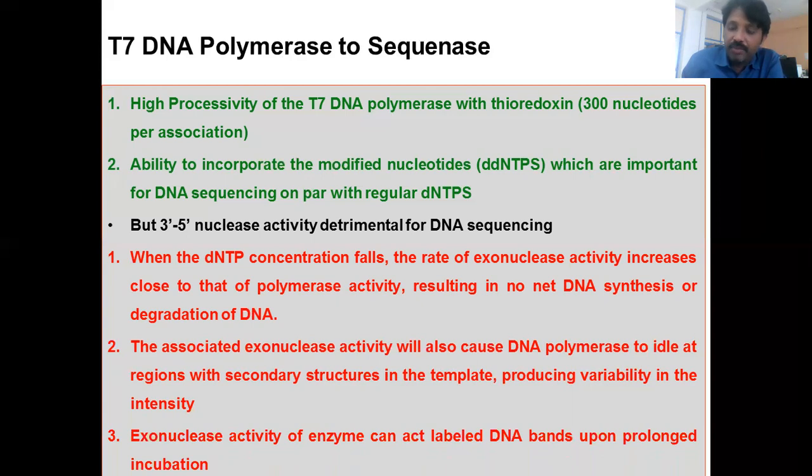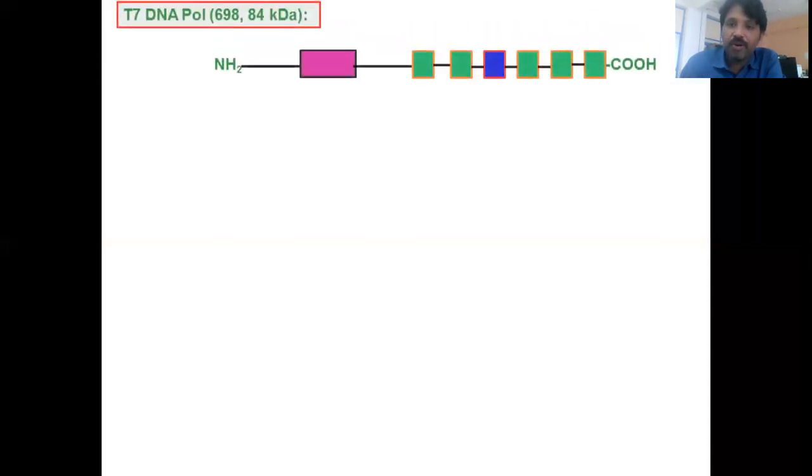So there are some strategies used by scientists to inactivate the 3' to 5' exonuclease activity. They used two strategies. One is a chemical strategy, and the second one is biological mutagenesis. Here you can see. First, I will explain the problems.